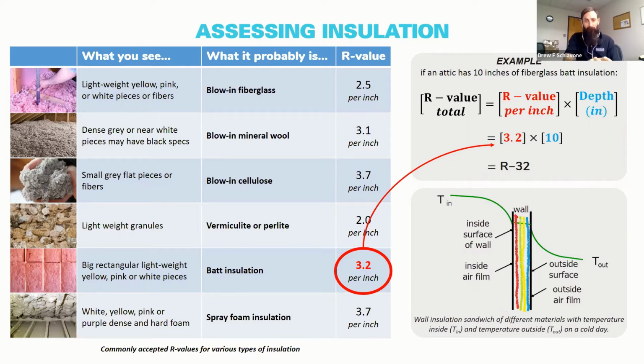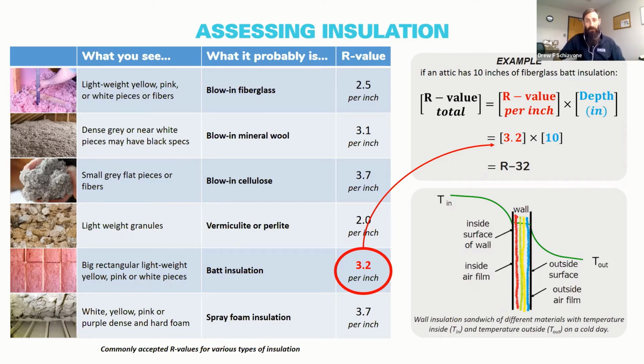If we found that we had batt insulation in our attic, for instance, it has an average R value of 3.2. So the resistance is 3.2 per inch. Okay, so if it's thicker, you're going to have more resistance. You're going to have more insulation, and so the thicker that you have it, especially if you have multiple layers, you're going to have more resistance to that heat flow, which is better because it's protecting from that heat transfer.